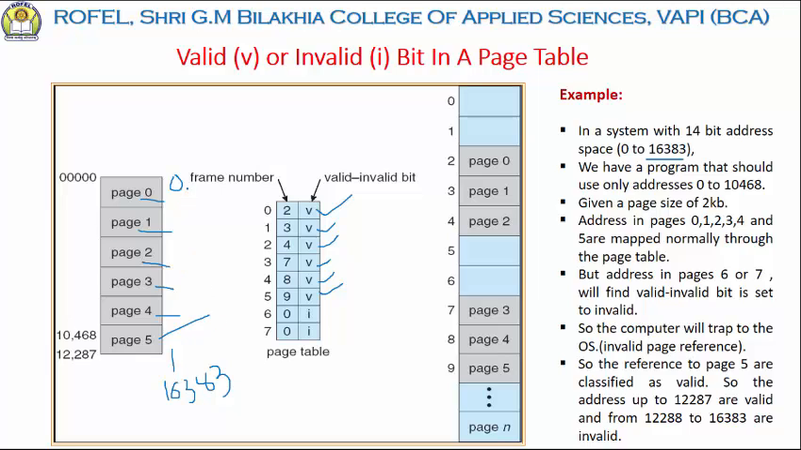The logical address space has provided up to page 5. That means all of these are valid pages. But the logical address space doesn't provide page 6 and page 7.